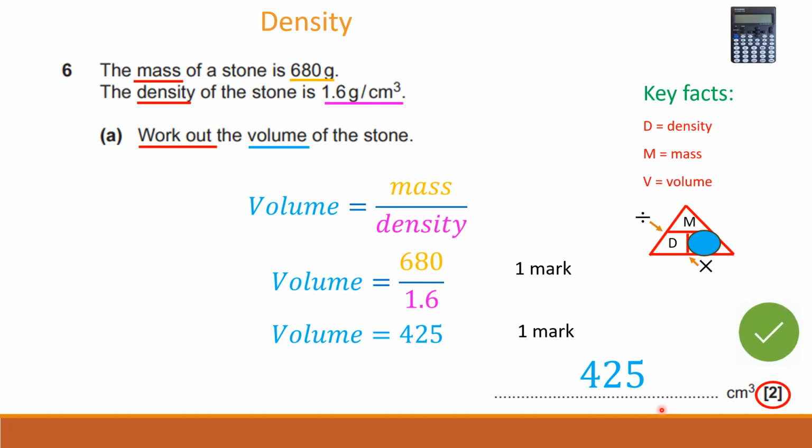Remember, give yourself a tick for where you got the method mark and the answer mark to show you know where the marks were awarded in the exam on the question. Please make sure you've learned this formula because it will come up on your GCSE exam.